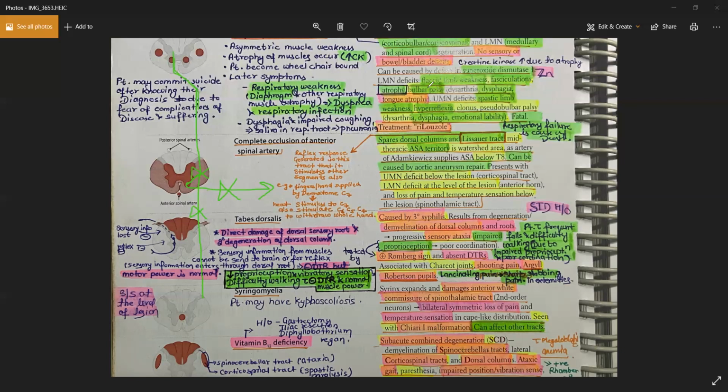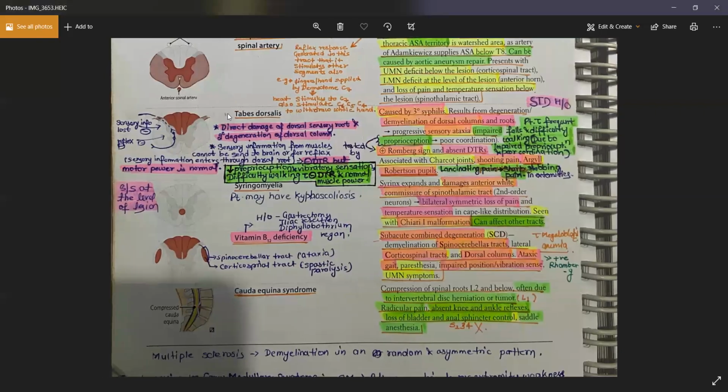Okay. So any doubt on the complete occlusion of the anterior spinal artery? No, thank you. So just look for the symptoms. If the patient is having spastic paralysis below the level of lesion, and flaccid paralysis at the level of lesion, loss of temperature, and all these things bilaterally, think about the ASA occlusion.